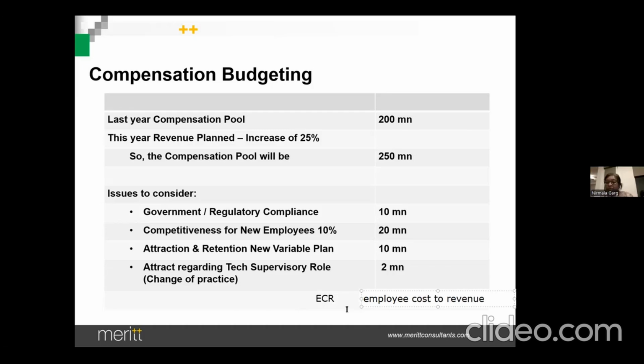Employee cost to revenue. Why is it very, very important? The CEO or the HR head will have to have it at the tip of his tongue at any time. Hey, what is my ECR cost? What does it mean? That means what is the wage cost or the employee cost vis-a-vis my revenue?